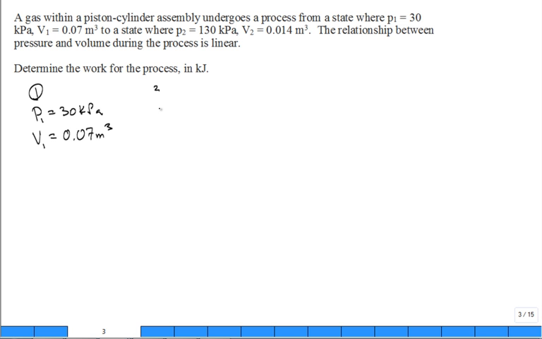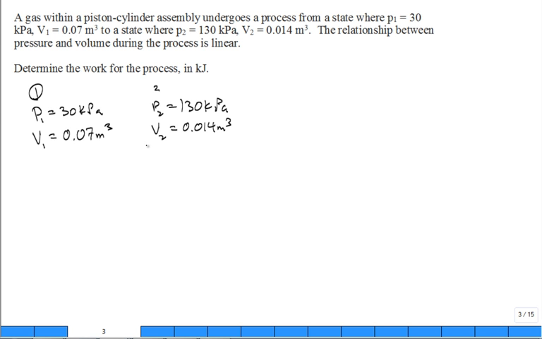And then you go to state 2, so P2 is equal to 130 kilopascal. Let's describe 130 kilopascal. What's that? It's above atmospheric pressure. Atmospheric pressure is about 100 kilopascal. And then V2 is 0.014 meter cubed. What happened to the volume during the process?